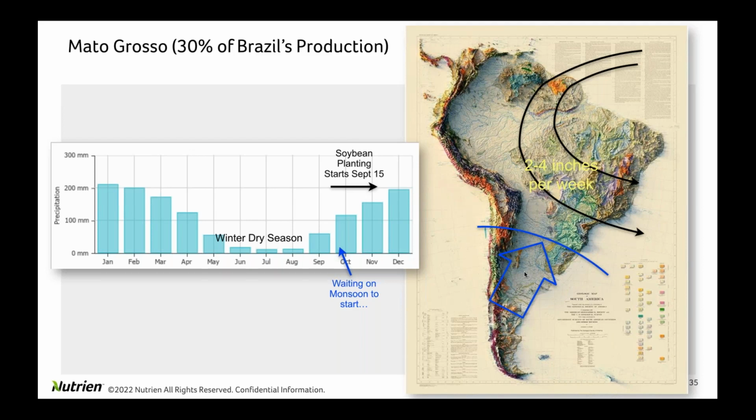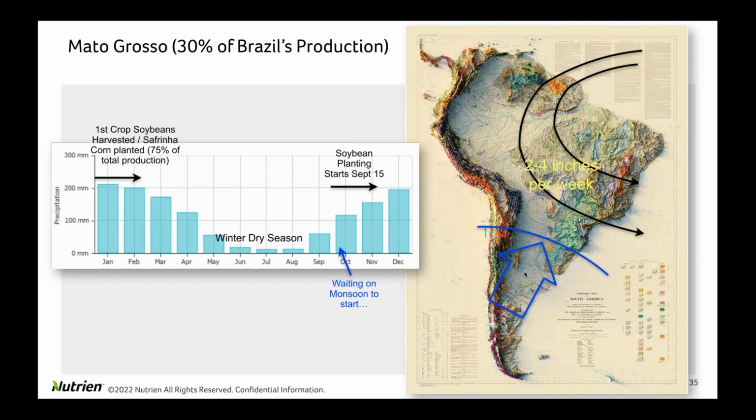Once the monsoon starts, it begins to rain. They can plant as fast as they possibly can to get the crop going. They got to do that because they want to harvest it by January into February. They want to do that so they can plant what they call their safrinha crop, which is the second or smaller crop. 75% of their total corn production actually happens after the beans. And every year it's a race for when the monsoon starts and when the monsoon stops.